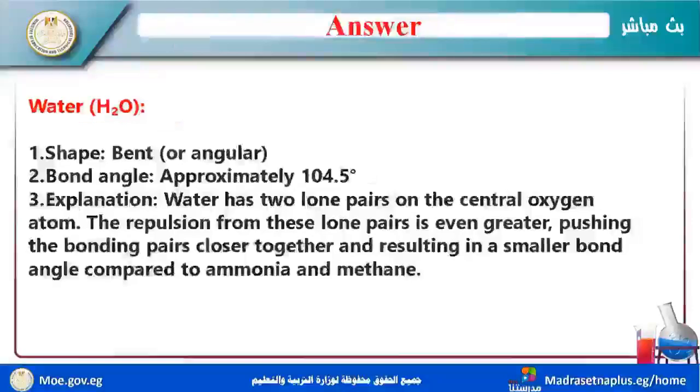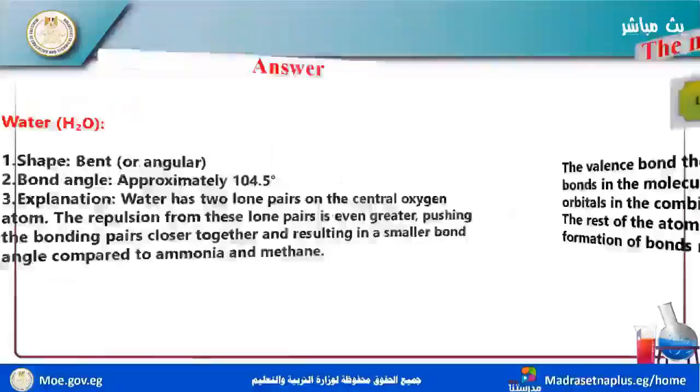And we have water, H2O: shape bent or angular, bond angle 104.5. Explanation: water has two lone pairs on the central oxygen atom. The repulsion from these lone pairs is even greater, pushing the bonding pairs closer together and resulting in a smaller bond angle compared to ammonia and methane.